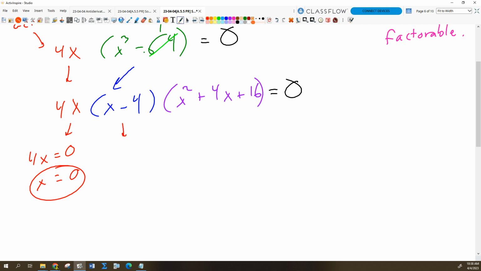How about that one? What's the 0 of x minus 4? If I set it equal to 0 and solve, what do I get? X equals 4. There you go. And then this one right here, I'm going to get, when I set this equal to 0, look what I get.